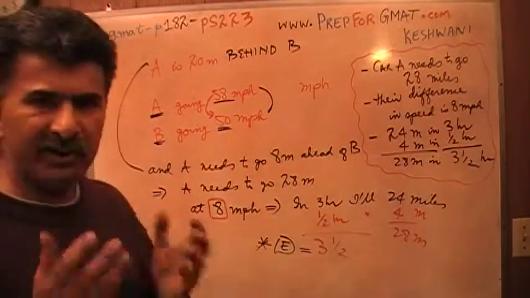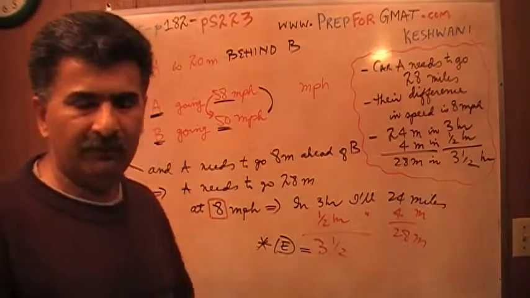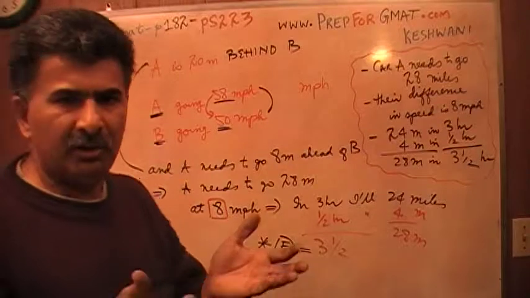The guy has got to go 28 miles. He's going 8 miles an hour. In 3 hours, he's going to go 24 miles. Another 4 miles is going to take you another half an hour.